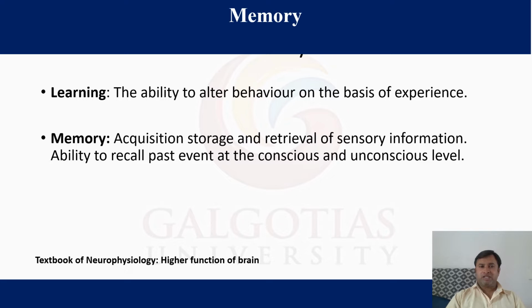So, if we discuss learning, the ability to alter behavior on the basis of experience is called learning. And if we talk about memory, it's the acquisition, storage, and retrieval of sensory information, the ability to recall past events at the conscious and unconscious level.